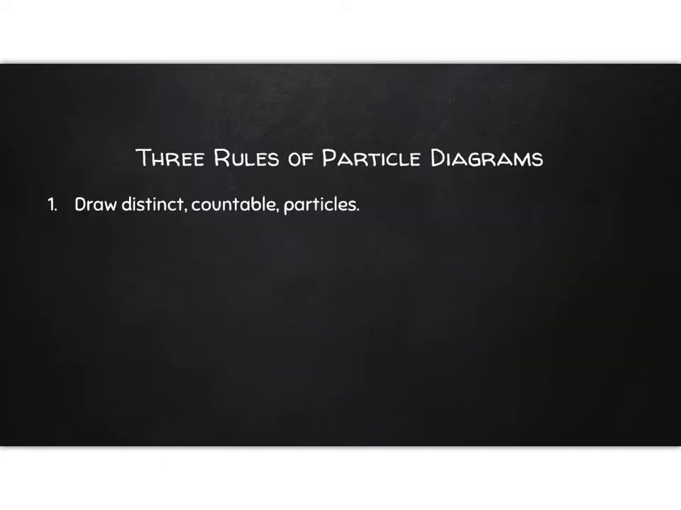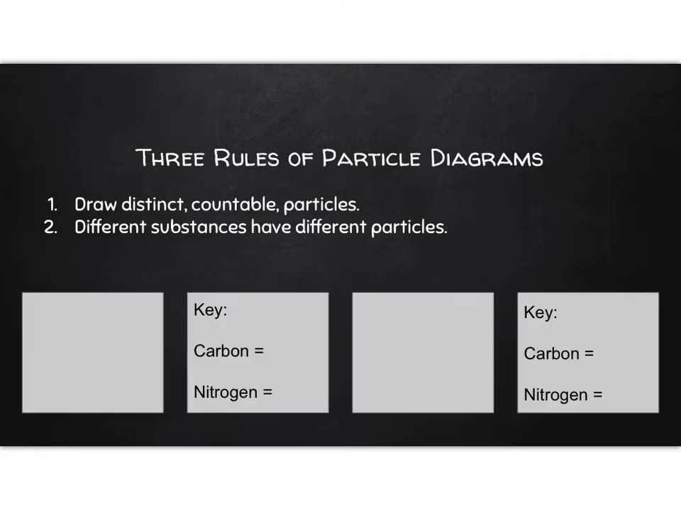We have three rules of particle diagrams, the first being draw distinct, countable particles. In our previous examples of states of matter, all the particles could have been counted. The second rule is different substances have different particles. You could indicate this in two ways, have different shapes or use different colors. For example, I could indicate carbon by drawing circles and indicate nitrogen by drawing triangles.